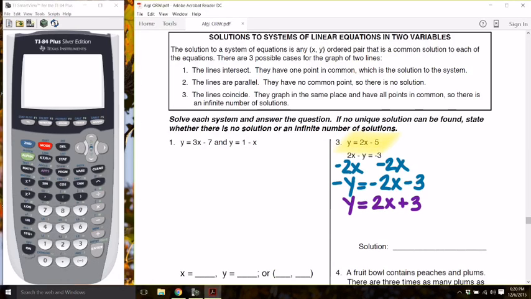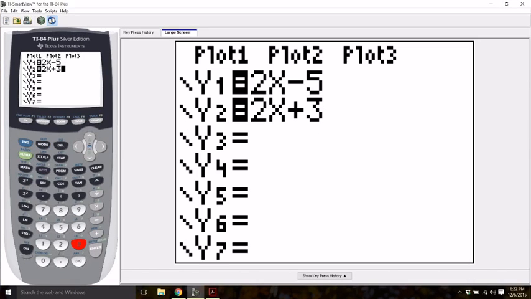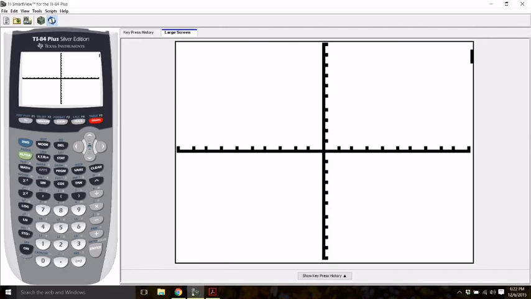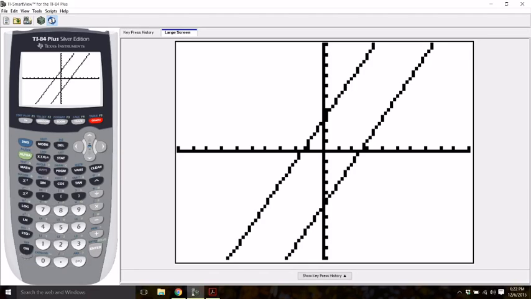Okay, so I'm going to switch over here to my calculator and I'm going to graph these two equations, 2x minus 5 and 2x plus 3. I've gone into y equals on my calculator and I've put 2x minus 5 into y1 and 2x plus 3 into y2. Now I'm going to hit graph. And you should see your two equations come up. Notice that these lines are parallel.